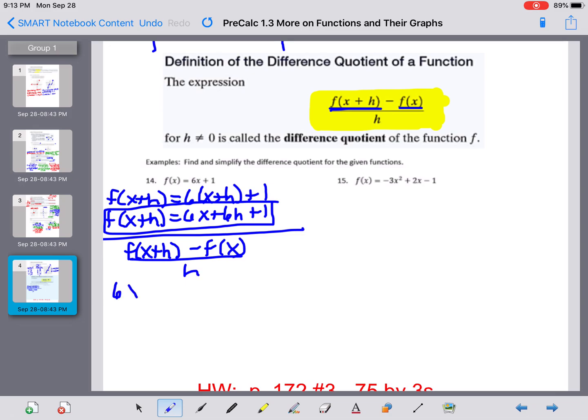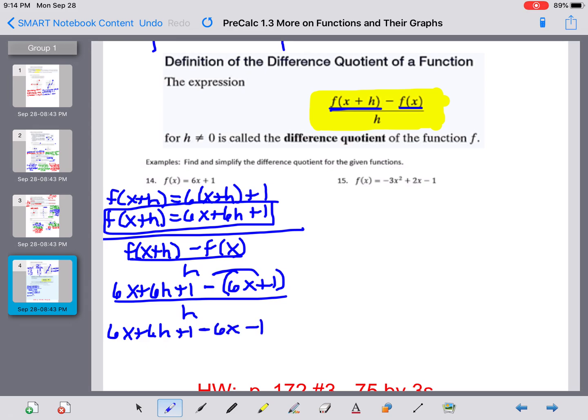Okay, so I already found my f of x plus h. I'm going to plug in 6x plus 6h plus 1. Now I'm going to subtract my entire f of x, which was 6x plus 1, all over h. Okay, distributing my negative through, I get 6x plus 6h plus 1 minus 6x minus 1 all over h. Well, when I go to simplify, my 6x and my minus 6x cancel. My positive 1 and my minus 1 cancel. And I'm left with 6h over h, which simplifies to 6. Okay? So my difference quotient ends up equaling 6.